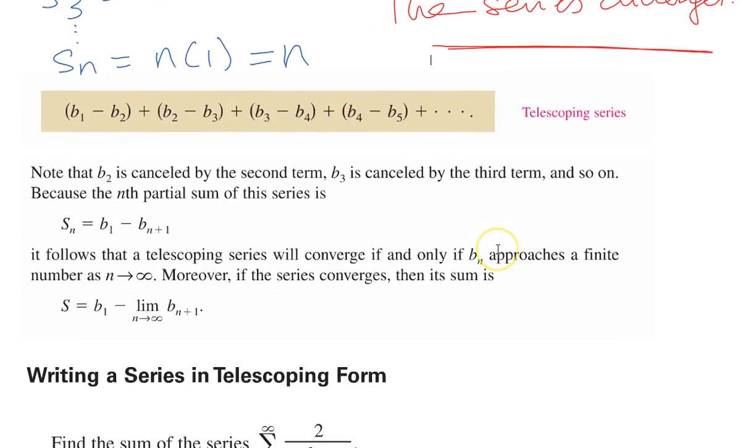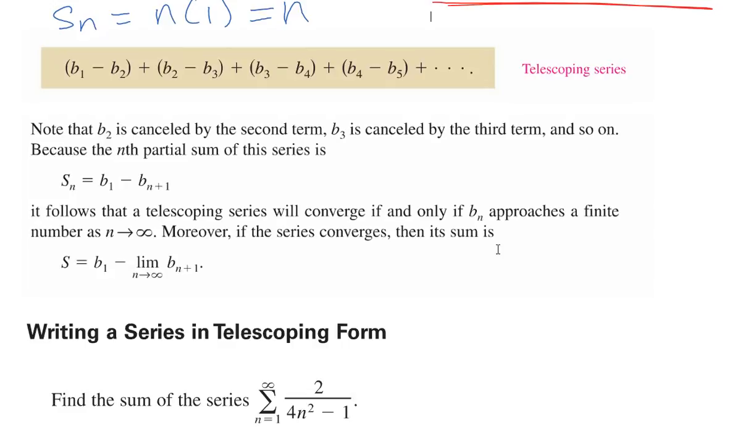Right, I just want to talk about the telescoping series a bit more. I just showed you a case of a telescoping series. So guys, b2 is cancelled by the second term, b3 is cancelled by the third term, and so on. And the nth partial sum is b1 minus that. It follows that a telescoping series will converge if and only if bn approaches a finite number as n goes to infinity. Moreover, if the series converges, then its sum is given by that. Okay, you don't have to memorize that.